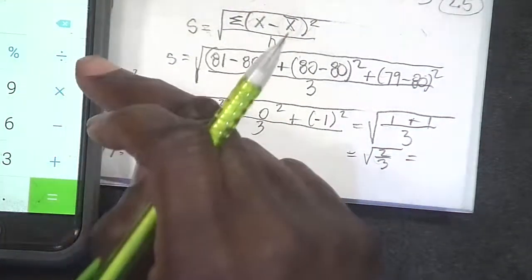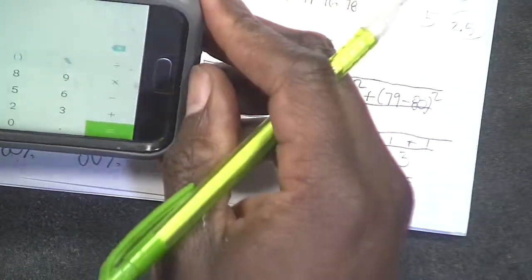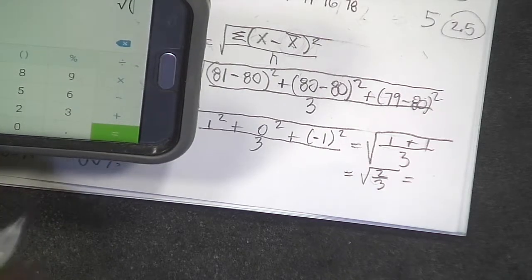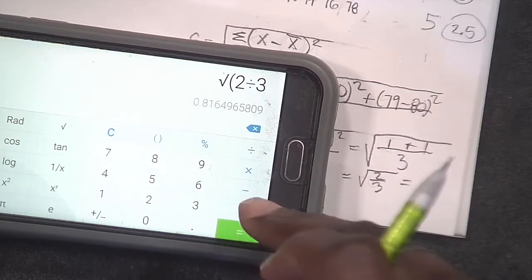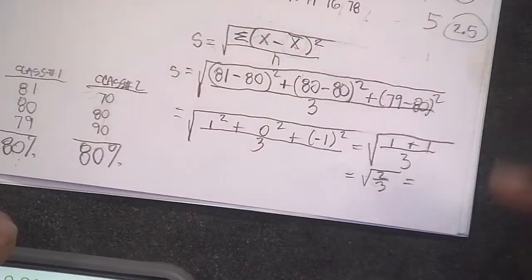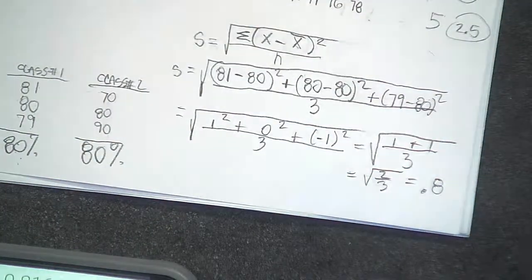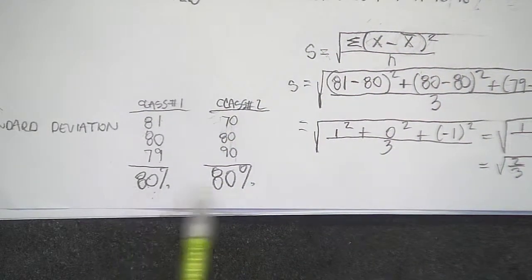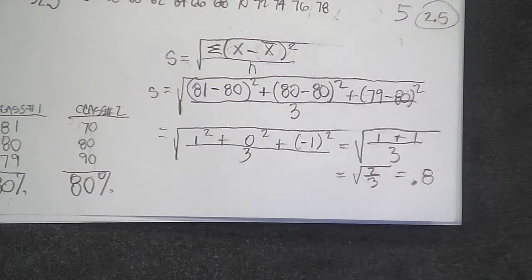We end up with... I need the square root feature. There we go. So I'm going to take the square root, I'm just putting it in the calculator, of 2 divided by 3, and I get 0.81. Let's just round that to 0.8. We'll talk about what that means in a minute. The mean of this class was 80% with a standard deviation of 0.8. We're going to talk about what that means in a minute.